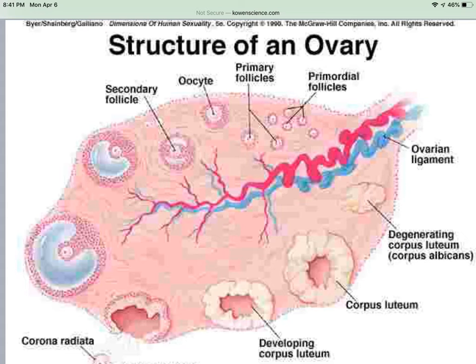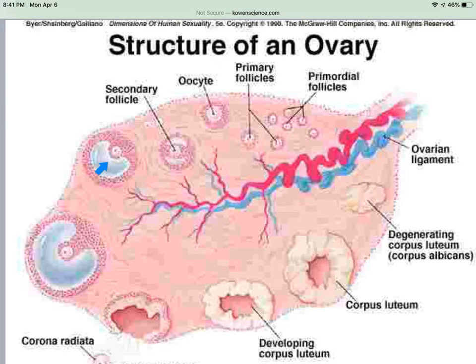So here we have the inside of the ovary, and we've got our primary follicles here. Right inside there we would have our oocyte, and then right here on the outside we have one layer of cells, so that's the primary follicle. When we get over to these and over here, you're going to see that we have two or more layers, and that becomes the secondary follicle.